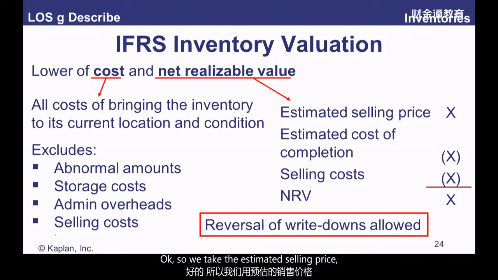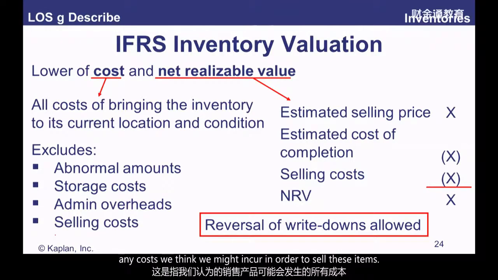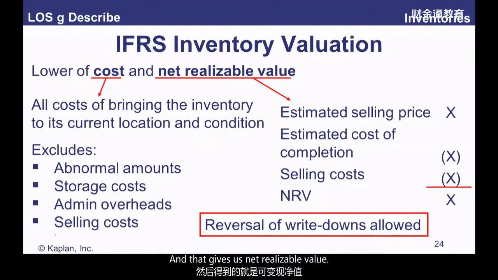Okay, so we take the estimated selling price, deduct any estimated cost of completion, then finally deduct any selling costs, any costs we think we might incur in order to sell those items. And that gives us net realizable value. Now, providing net realizable value is above cost, no issues at all. The inventory simply sits there at cost in your balance sheet.